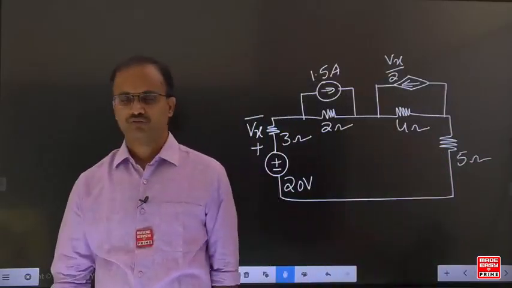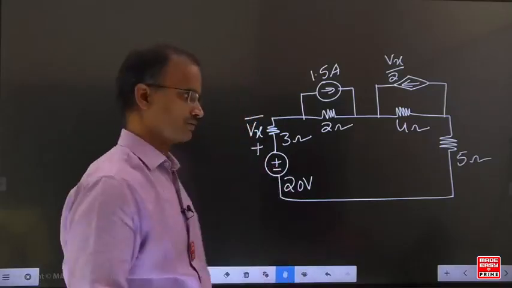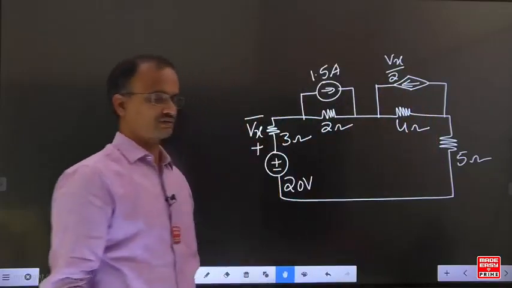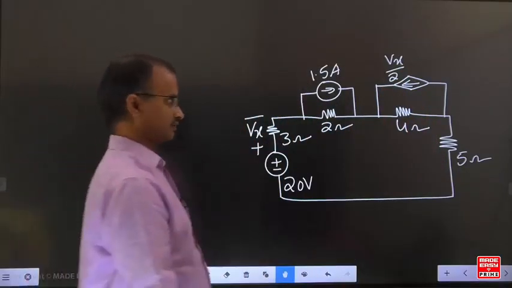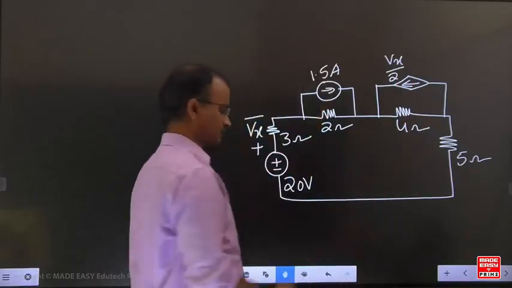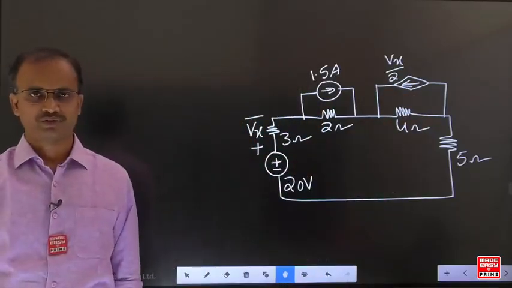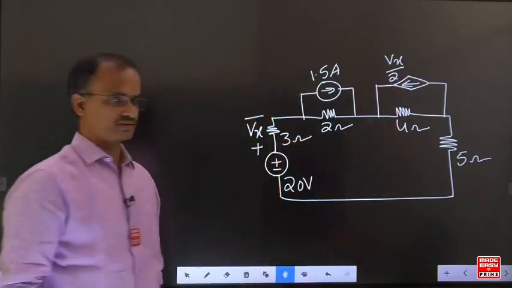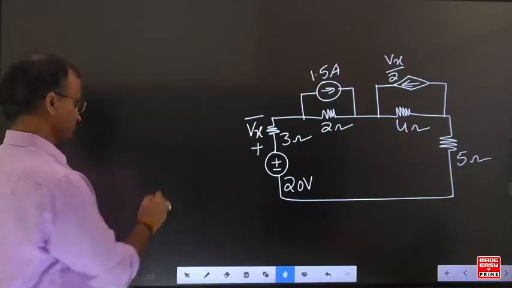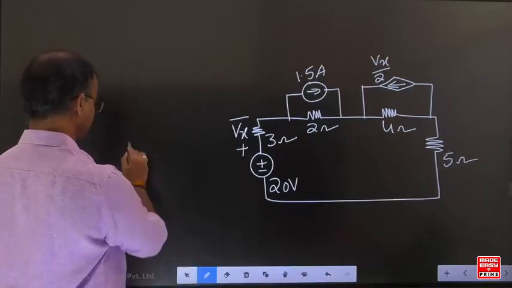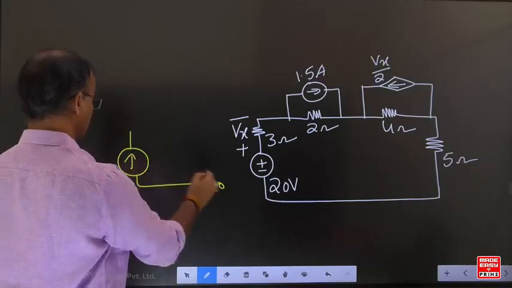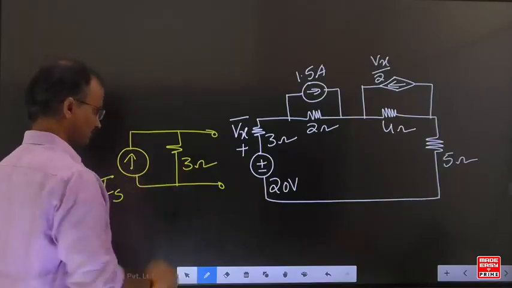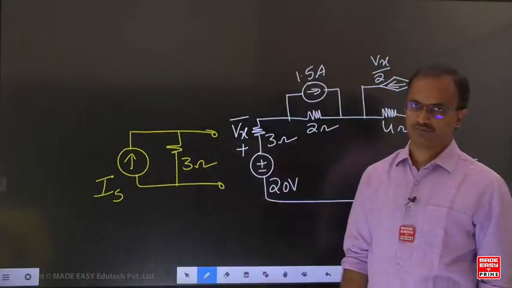But remember, whenever you are applying source transformation for a dependent source, wherever the dependent source magnitude depends, in this example its magnitude depends on the voltage of the 3 ohm resistance, without disturbing that element, transformation can be applied.